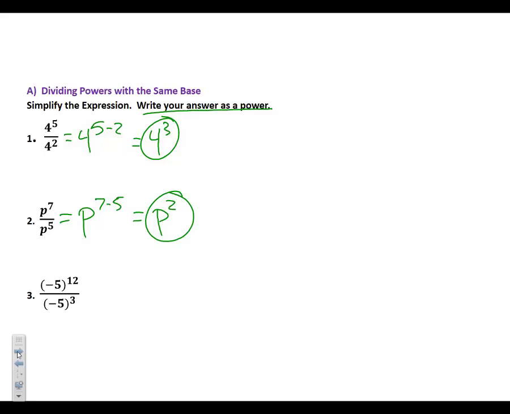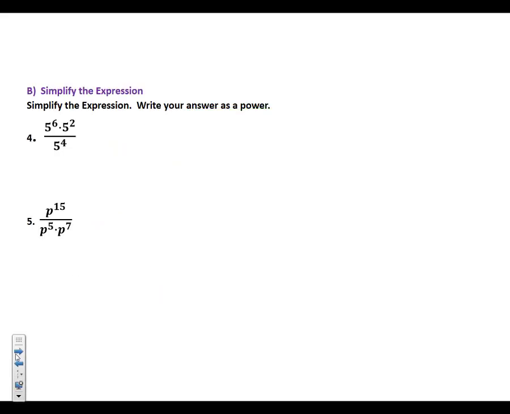And number 3, we have negative 5 to the 12th power, and we have a negative 5 to the 3rd power, so that would give us negative 5 to the 12 minus 3 powers, which would be negative 5 to the 9th. Pretty straightforward. Let's add a little bit to that and simplify some expressions that are written a little differently. And we're going to write our answer as a power.